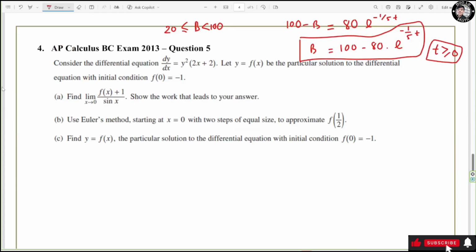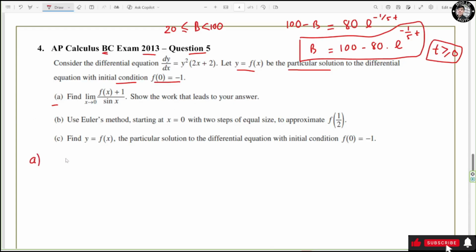Now let's move on to question 4. This question comes from AP Calculus BC Exam 2013 question 5. Consider the differential equation dy over dx equals y squared times (2x plus 2). Let y equals f(x) be the particular solution to the differential equation with initial condition f(0) equals negative 1. Question A. Find the limit of (f(x) plus 1) over sin x. Show the work that leads to your answer, right?